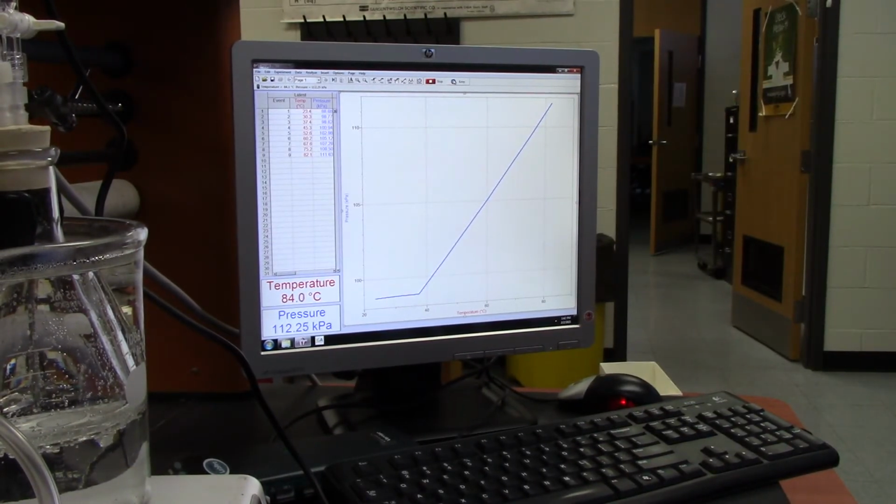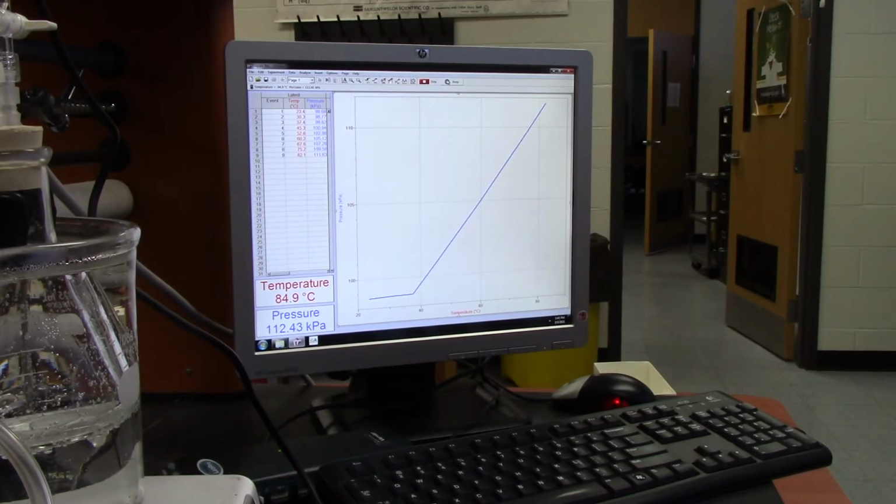Anyways, okay, so I got the 82.5 on that last one. So we're going to let this go to 90. And then we'll be done with the actual experiment. And then we'll look at the data and what to expect out of the data. It's 85.